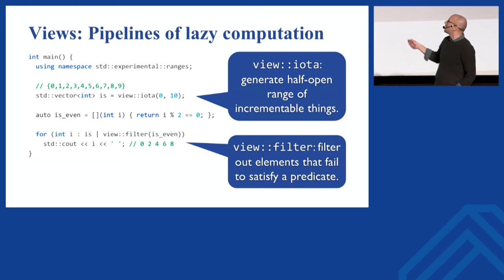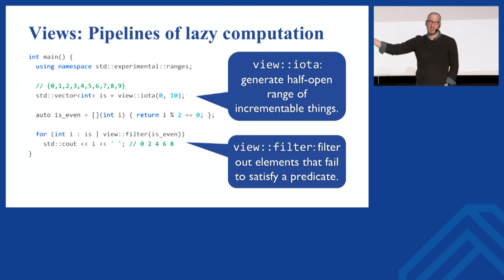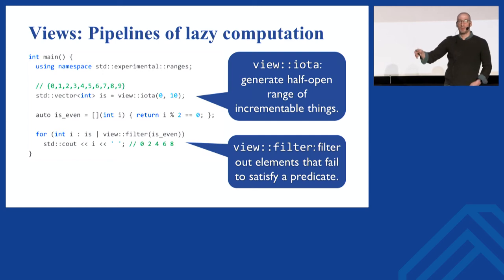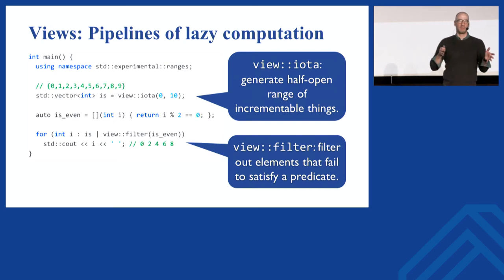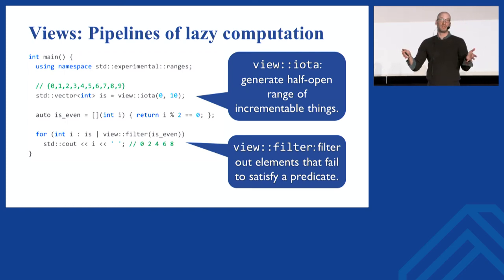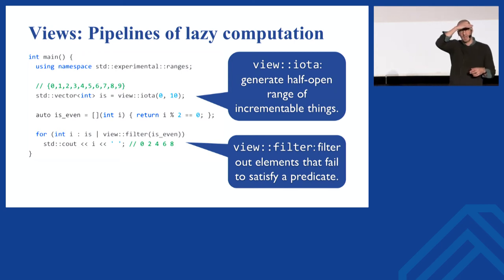I could generate an infinite list of integers using view iota just by leaving off the second parameter. Say I drop this 10, view iota 0. Infinite number of integers, until they overflow, of course, starting at 0. And then I could say pipe view take 10, and that will take the first 10 elements from that lazy view. So it really is a lazy view. I'm not eagerly generating an infinite number of integers. I'm really just lazily generating the integers as you iterate through it. Does that make sense? Okay.